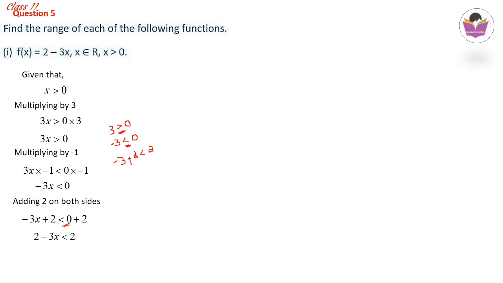That means when you arrange it, 2 minus 3x is less than 0 plus 2, which is 2. What is 2 minus 3x? 2 minus 3x is our f of x. That is, our f of x is less than 2. F of x means what? It is y. So y is less than 2. What is y? The y values are called our range.